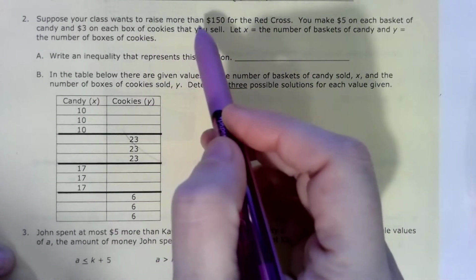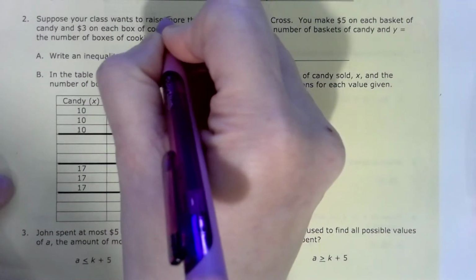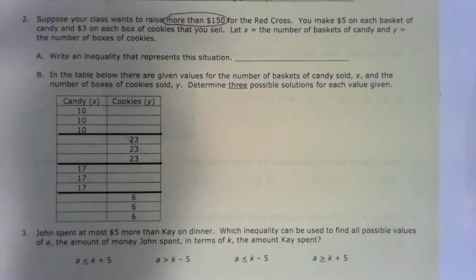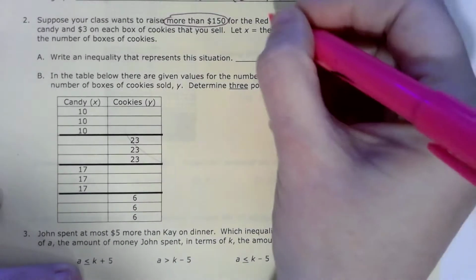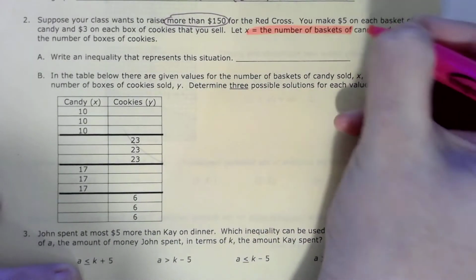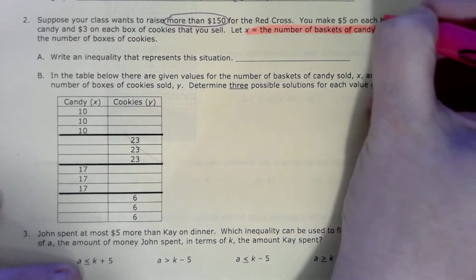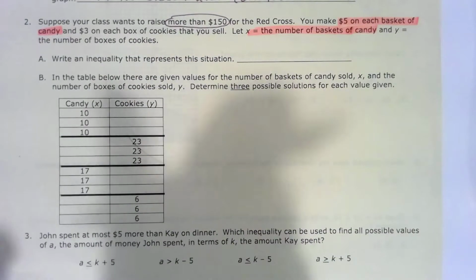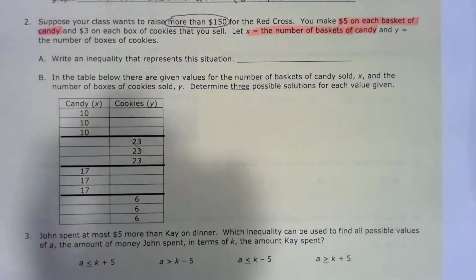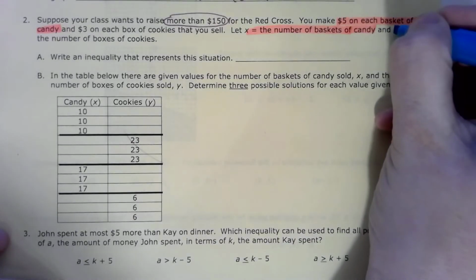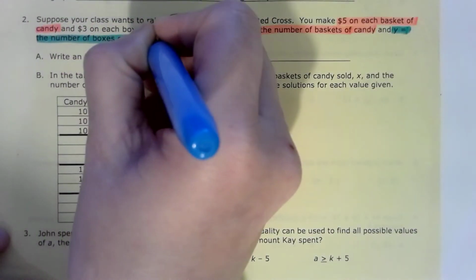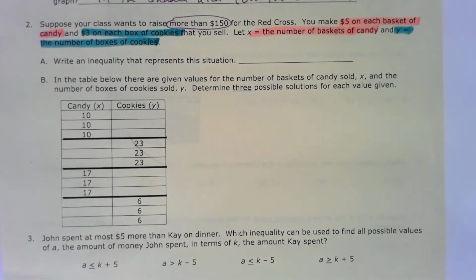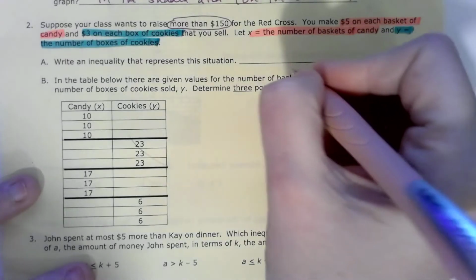Okay, suppose your class wants to raise more than $150 for the Red Cross. You make $5 on each basket of candy and $3 on each box of cookies. It says let X equal the number of baskets of candy, $5 on each basket of candy, and let Y equal the number of boxes of cookies. So Y equals boxes of cookies, $3 on each box of cookies. Okay. All right, so I'm going to write my inequality.